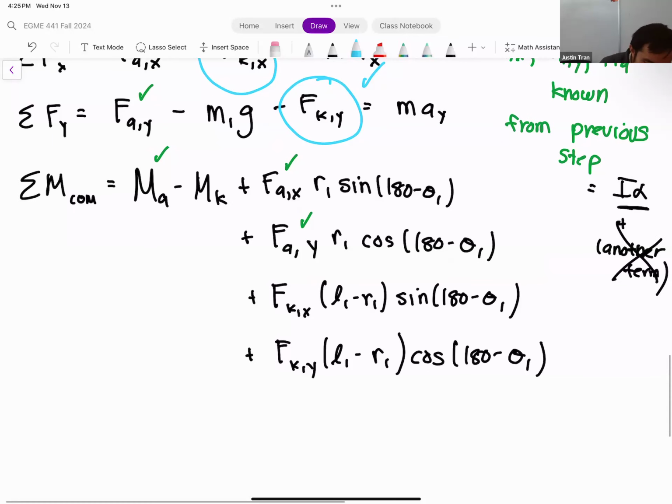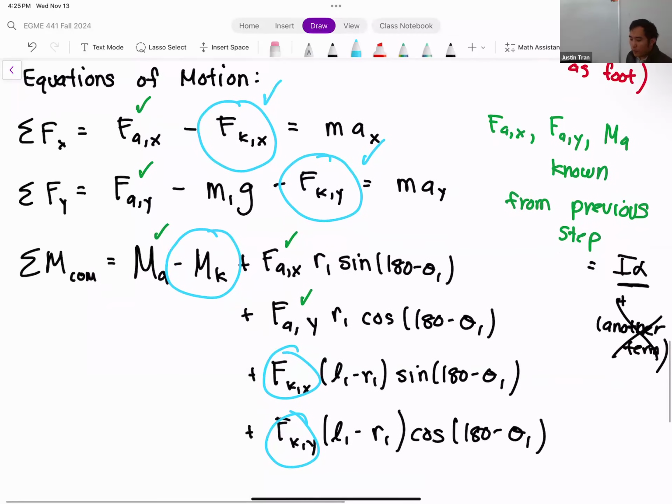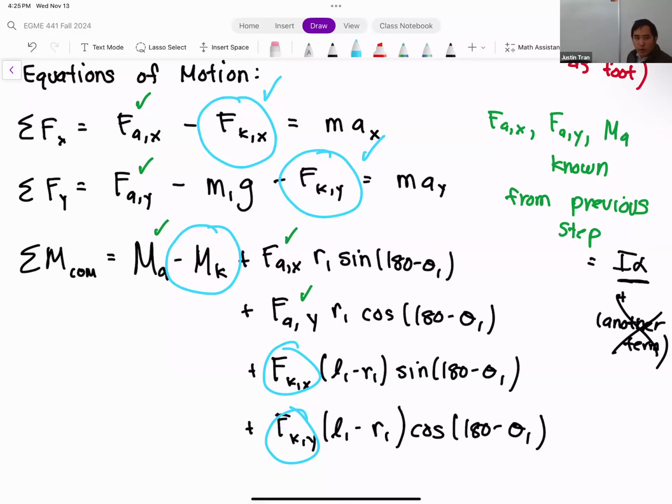And the last unknown here is MK, right? Which kind of appears technically on its own here in the last equation. Now we have FKX, FKY here in the last moment equation, but if you plug in their values from the first 2 equations, then the only unknown in the last equation is just MK, okay?